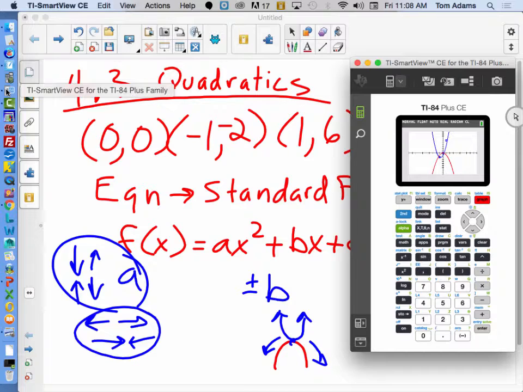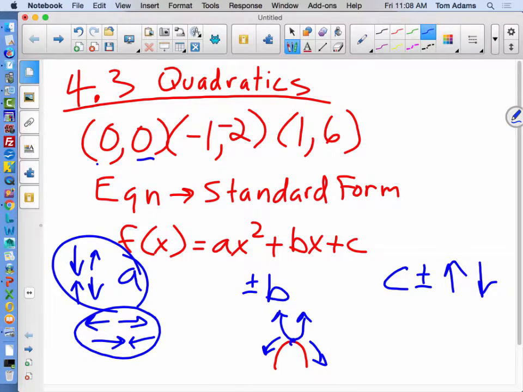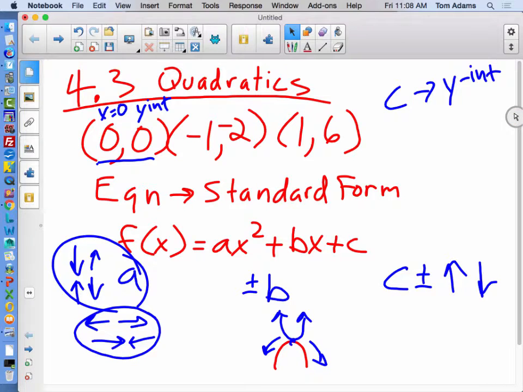And so as you can see here, we have this point 0, 0. Remember, the y-intercept occurs when x equals 0. That gives me the y-intercept, and in this case, it's 0. So he's saying C is the y value of the y-intercept. So it should be 0, right? Which is really good. So let's try that.